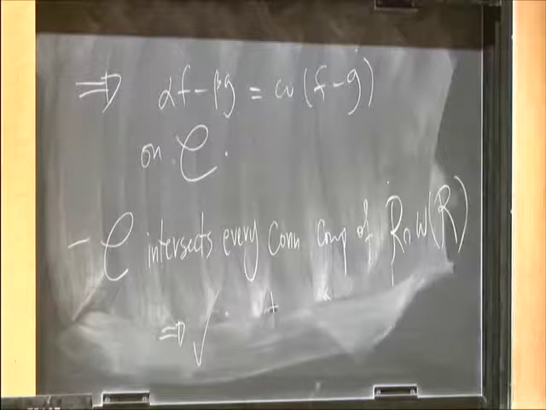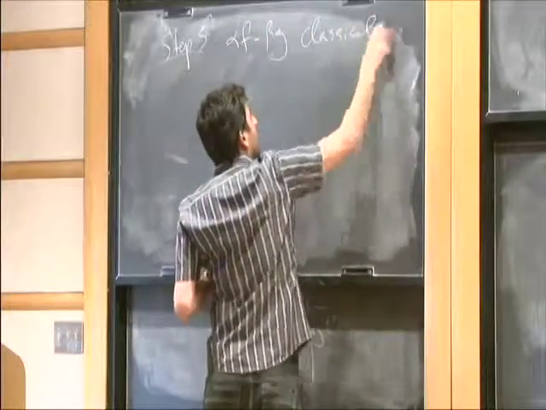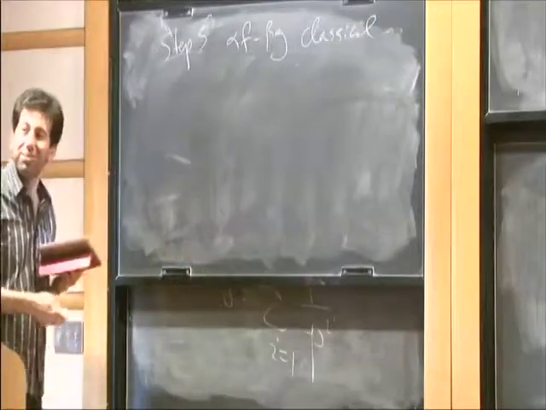And finally, the last step is step 3: alpha f minus beta g is classical. All right. Now, we can talk about the point that you raised.